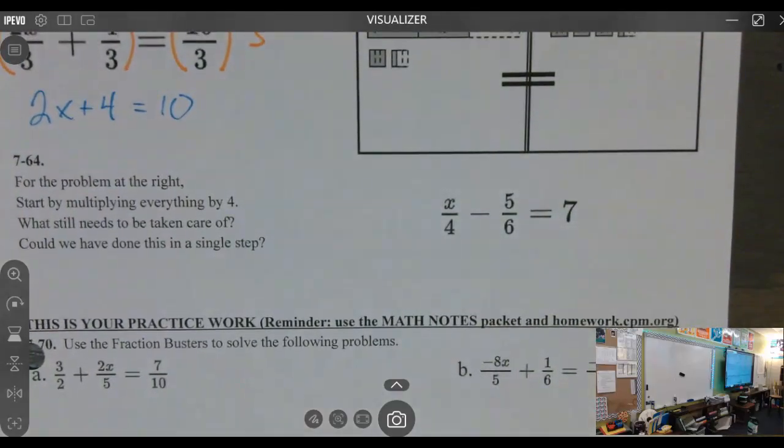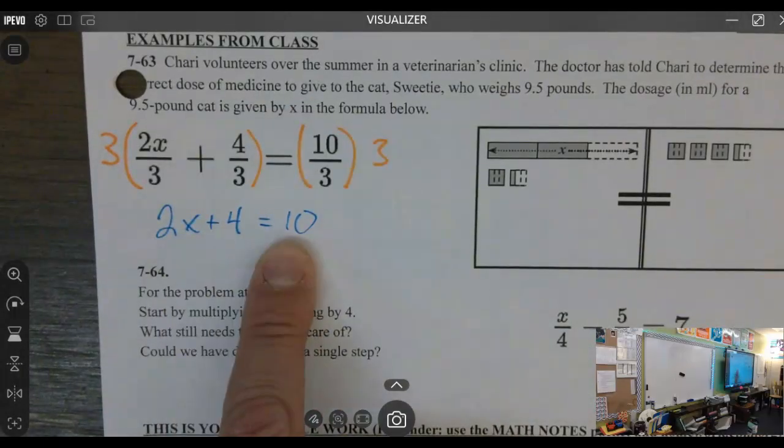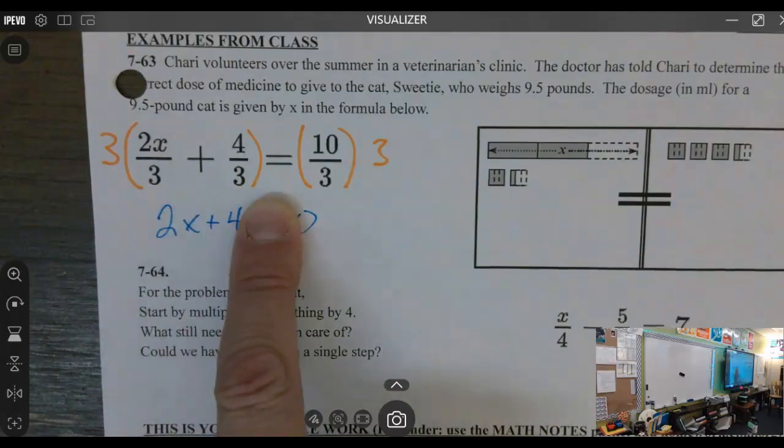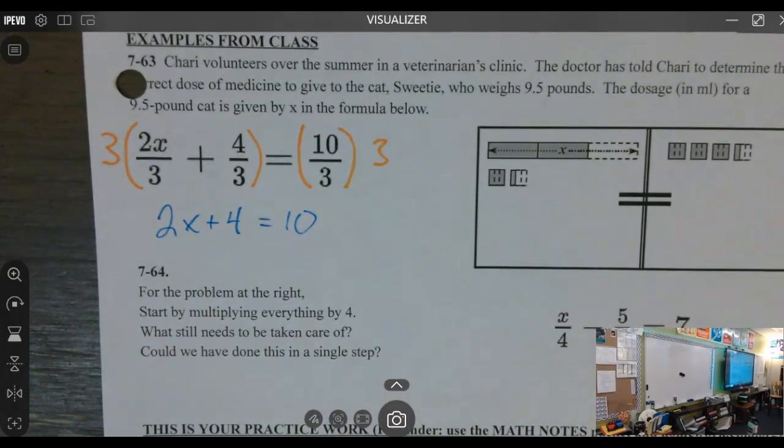Are you guys on 64 or a different one? 63. Are we supposed to be on 64? I mean, we can finish this, I guess. So if we multiply by 3, all those divisions by 3 are gone. I guess we might as well finish this.